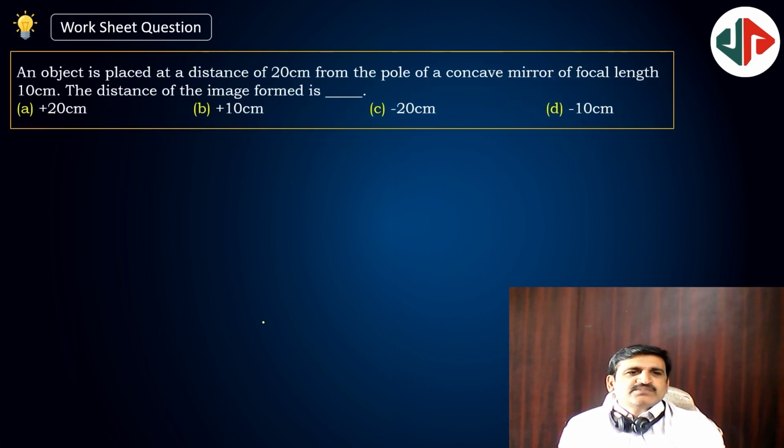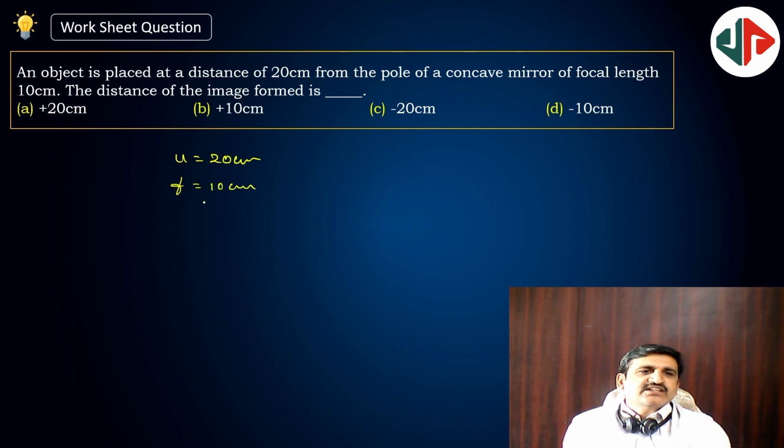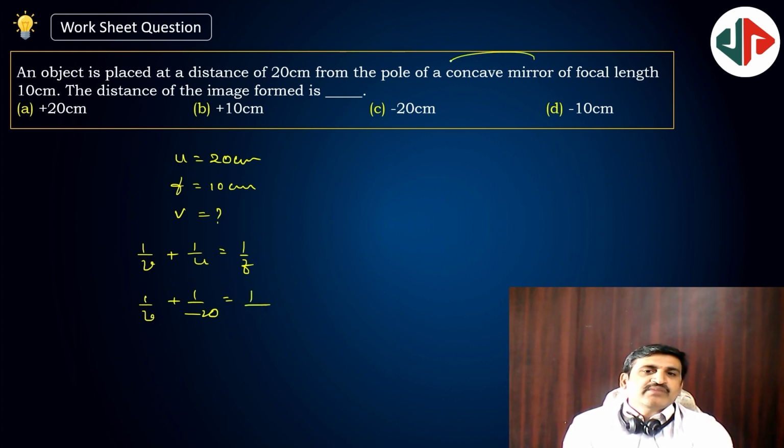An object is placed at a distance of 20 centimeters, U is equal to 20 centimeters, from the pole of a concave mirror. Focal length is 10 centimeters, F equal to 10 centimeters. The distance of the image formed, V, is equal to question mark. 1 by V plus 1 by U is equal to 1 by F. U is minus 20 and for a concave mirror F value is negative, minus 10.